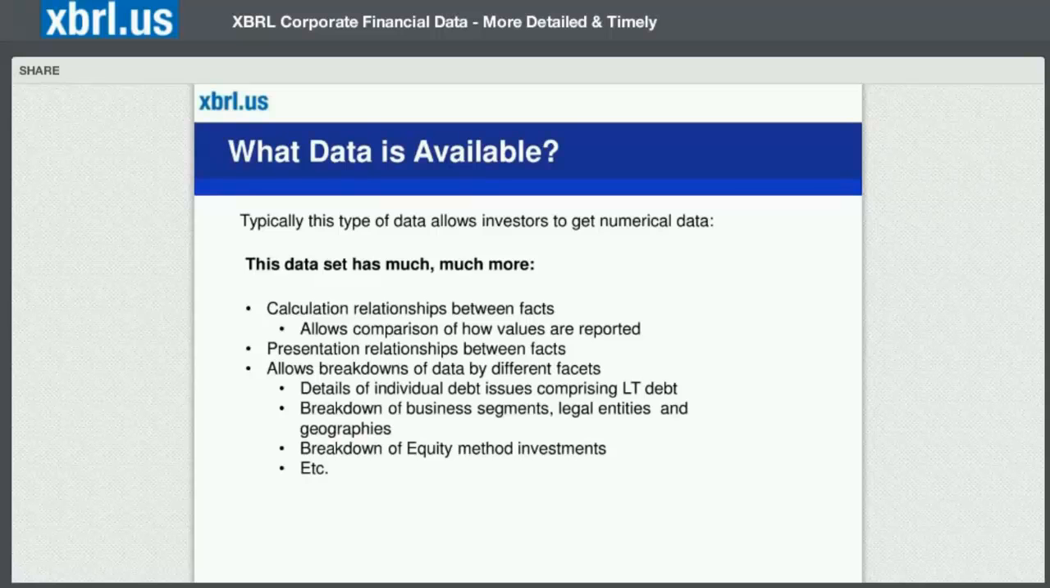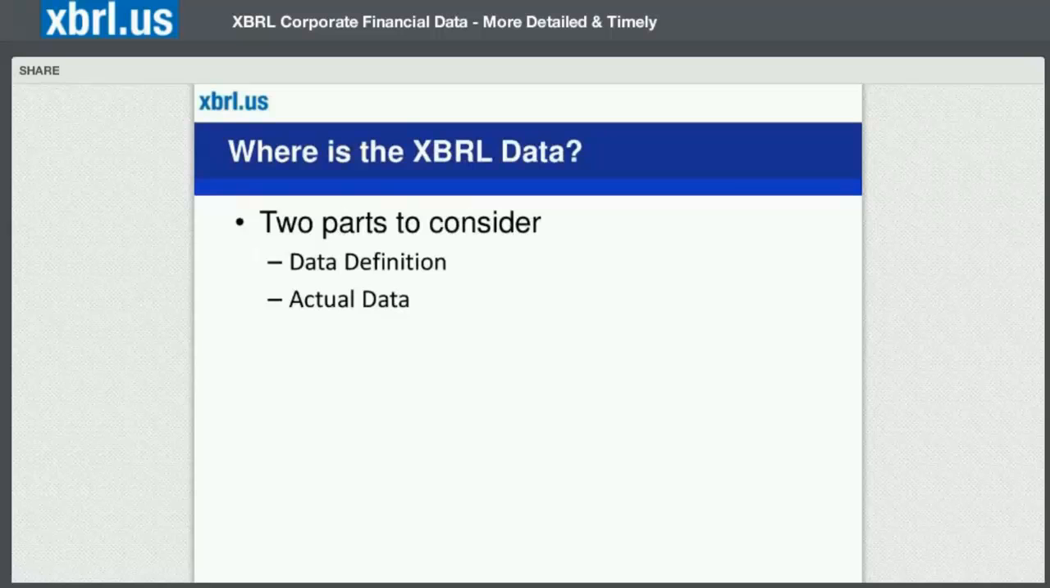Breakdown of business segments, legal entities, geographies. If you're breaking down revenue across those different dimensions, you can see that. Breakdown of equity method investments. If you want to see what the equity method investments a company holds are, what's the percentage stake in them, that kind of stuff, that information is there as well. Basically, anything that's reported in the financial statements is available in a structured format. You get a lot more flexibility about how you can maneuver. You can take this data and reorganize it.